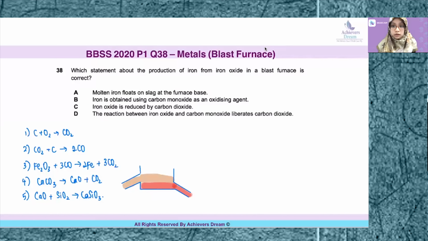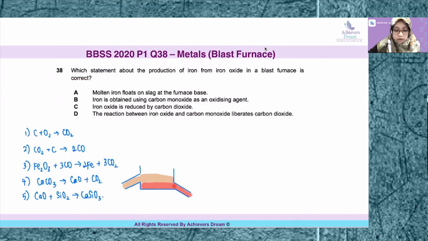Question 38 is testing you on the topic of metals, and actually the concept is the reactions that are occurring in a blast furnace when we are extracting iron from iron(III) oxide, or hematite. Which statement about the production of iron from iron oxide in a blast furnace is correct?